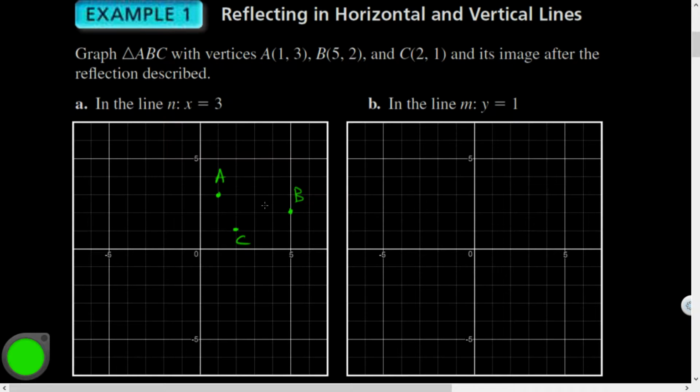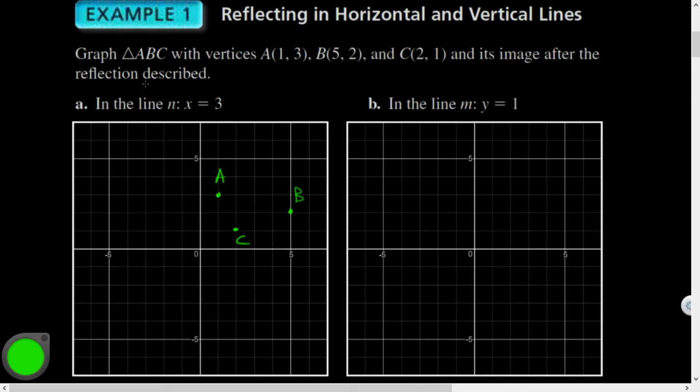There's point C, like so. Does that form a right triangle? No. The slope here is down 2 over 1. The slope here is up 1 over 3. So if this was up 1 over 2, then it would have worked, but it's not a right triangle.